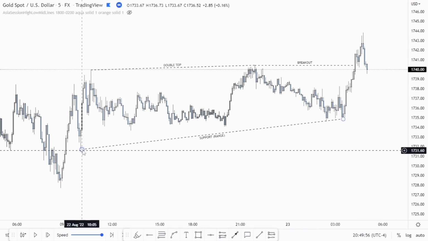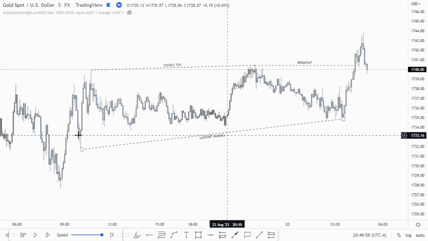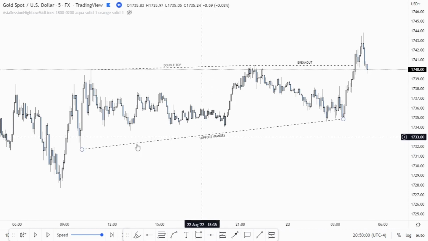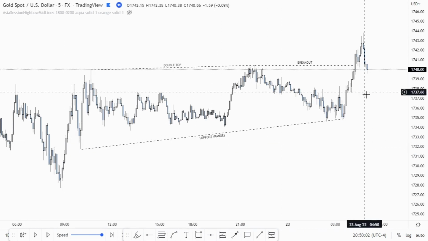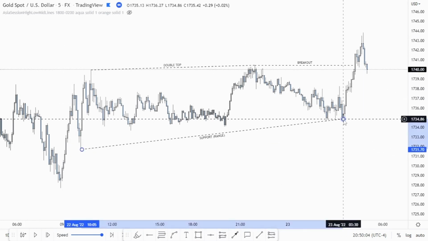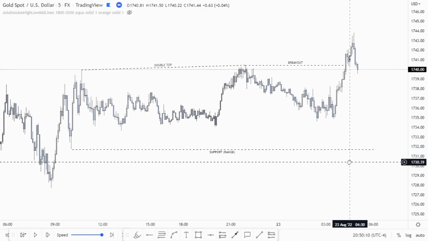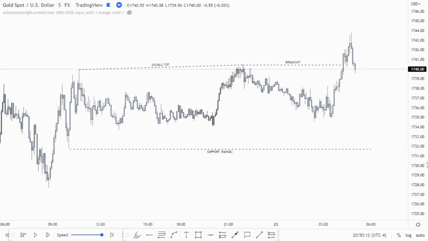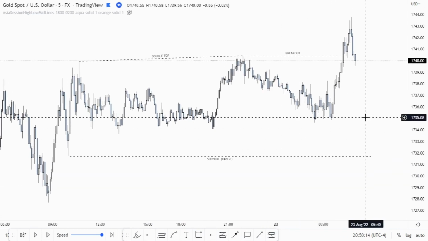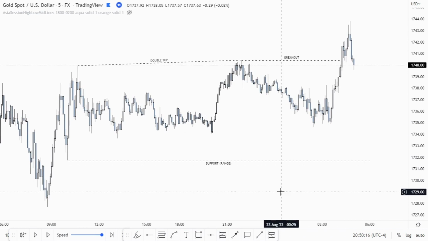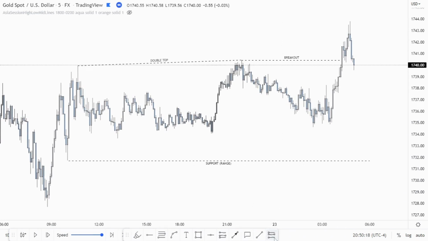And also I have identified my target. So where is the support range? This is the support range. Obviously my target is going to be at the low of this support range, all right? So I'm going to put it right there. Perfect. Now what I need to do is find my entry, which is very simple.